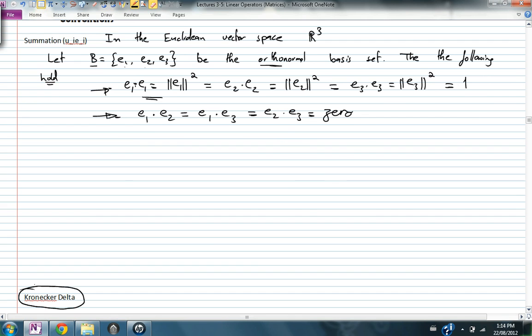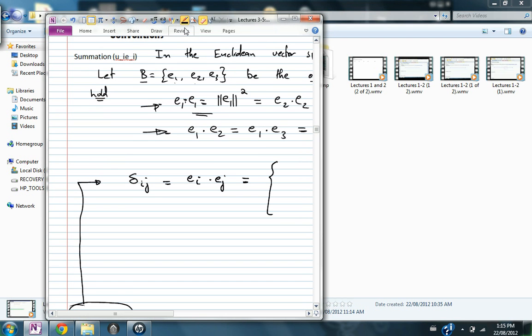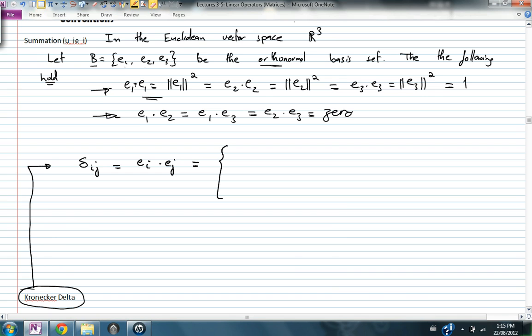The Kronecker Delta, with the symbol delta ij, is equal to ei dot ej, where ei and ej belong to the orthonormal basis set B, which will have either of two values, either 1 or 0. If i is equal to j, then the value is 1. If i is not equal to j, then the value is 0.